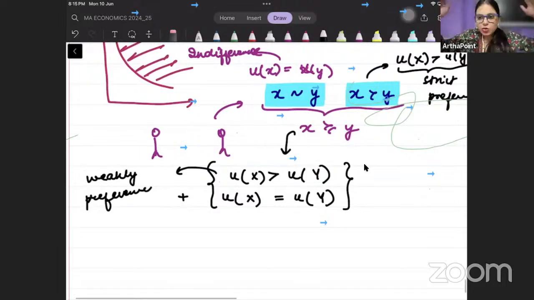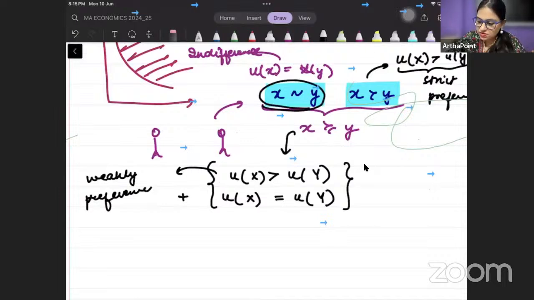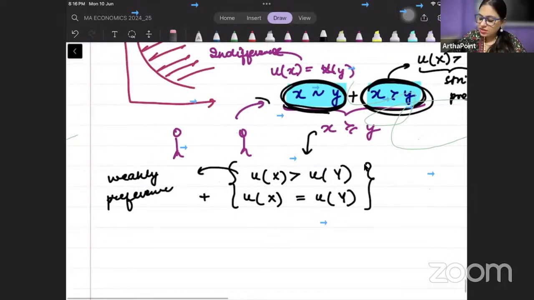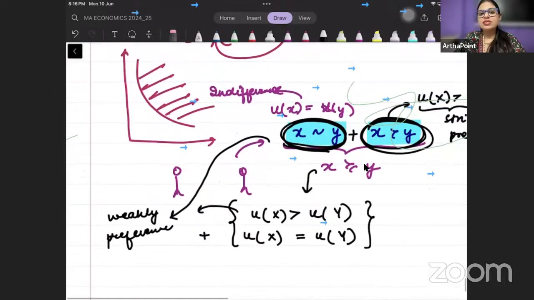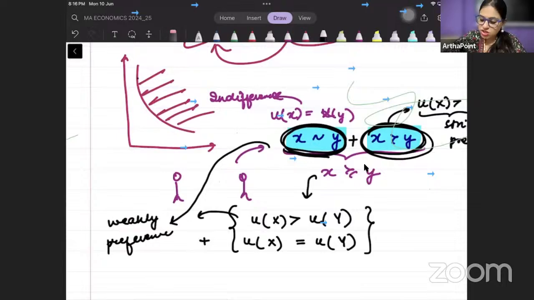But if I include all of them together, अगर मैं सारे include कर लूं, all those bundles in which I am indifferent and all those bundles which are preferred, if I take both of them together, then the region I get is called weak preference. So weak preference includes those bundles which are on my indifference curve, and it also includes those bundles which are above my indifference curve.